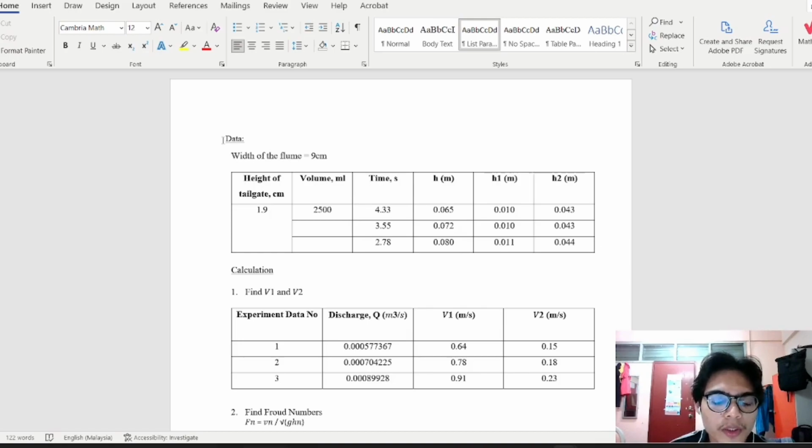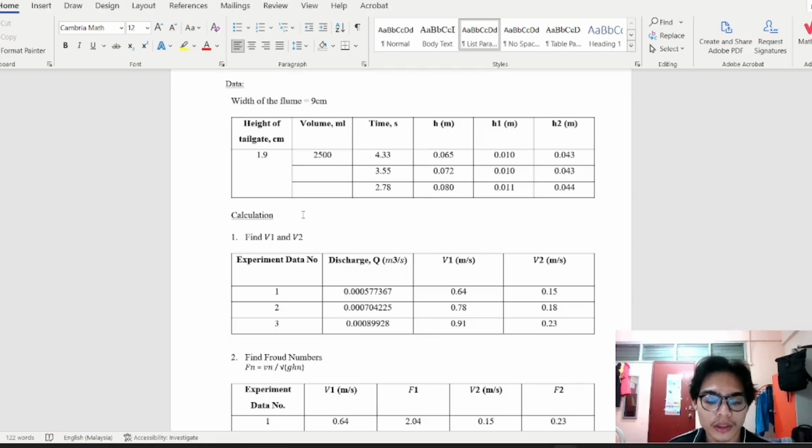Assalamualaikum. I will explain about the data and calculation. So the data that we get from this experiment: the width of the flume that we measured is 9 cm, the height of the tailgate that we measured is 1.9, and the volume is 2500 millimeters. This volume is constant for 3 tests. So this time we take the time for the 3 tests and we measure H1, H2. After that we go to the calculation.